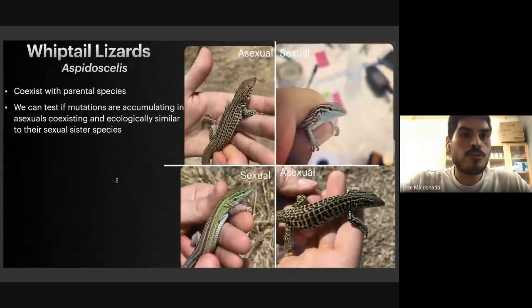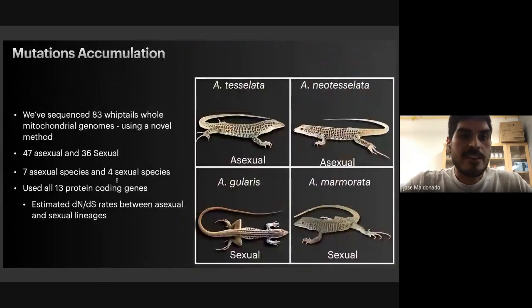My lab specifically works with whiptail lizards in the genus Aspidoscelis, and we catch these fellows, and ladies, by hand. Both the asexuals and the sexuals are sympatric with each other, so we can kind of assume that they have similar selection pressures. Because of this, we can make direct comparisons between the mutation accumulation rate in asexuals and sexuals. And the way we did this is by sequencing 83 whole mitochondrial genomes using a novel method, 47 asexuals and 36 sexuals, with multiple species within the genus.